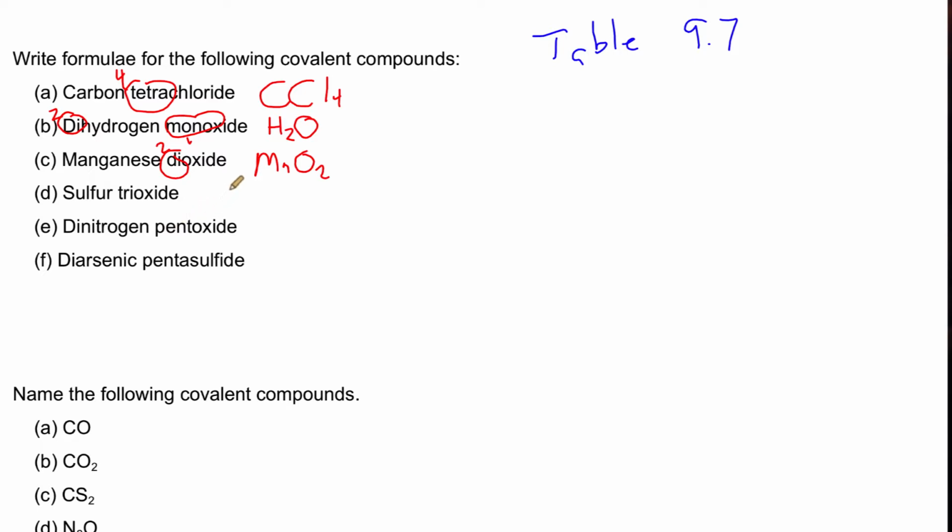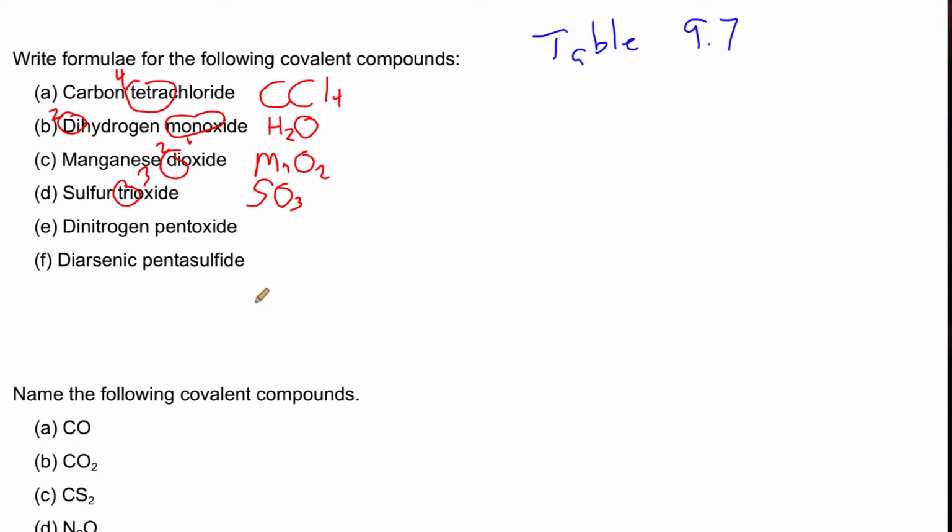The fourth example is sulfur trioxide. Again, we have no prefix, so it's just sulfur. Trioxide, tri means 3. So 3 oxygen atoms, and that's just SO3. And that would be sulfur trioxide, SO3.